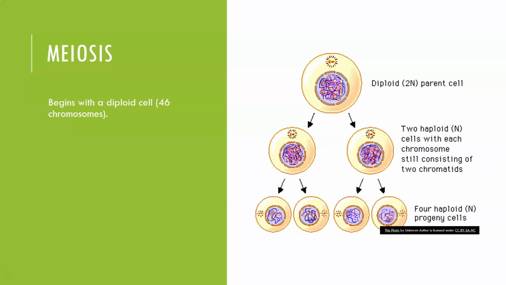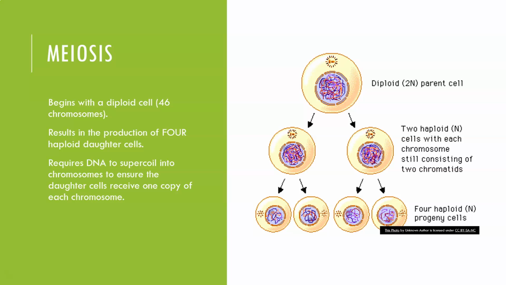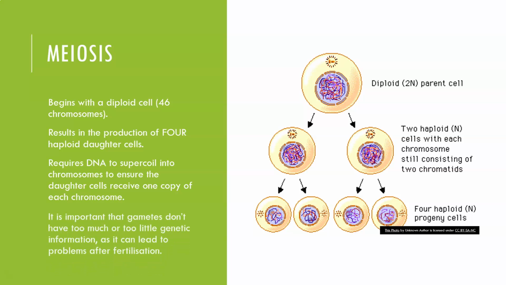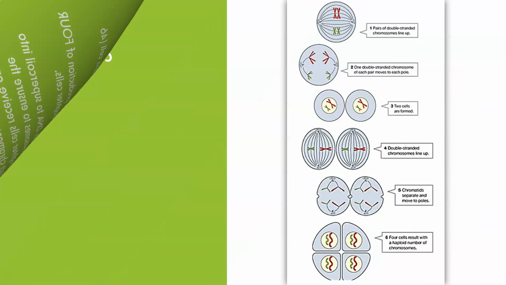So the process of meiosis: we begin with a diploid cell with those 46 chromosomes. However, the result is the production of four haploid daughter cells, a haploid having half the amount of the diploid parent cell. It requires the DNA to supercoil into those chromosomes to ensure the daughter cells receive one copy of each chromosome. It's important that the gametes don't have too much or too little genetic information, as this could lead to problems after fertilization.